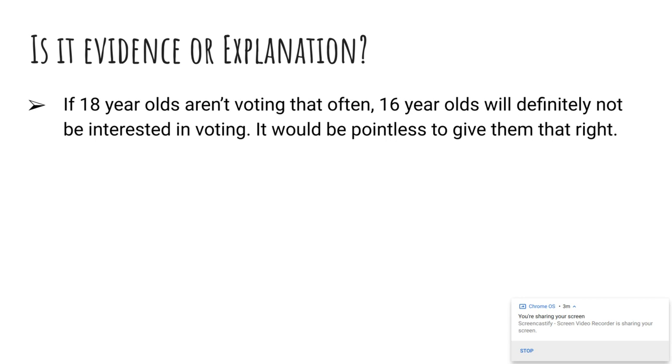Next, if 18-year-olds aren't voting that often, 16-year-olds will definitely not be interested in voting. It would be pointless to give them that right. Is this evidence or explanation? If you said explanation, you are correct. We're seeing an explanation of the evidence from before. We do not see any fact or statistic from another source. This is the writer trying to explain why giving 16-year-olds the right to vote would not be a good idea.